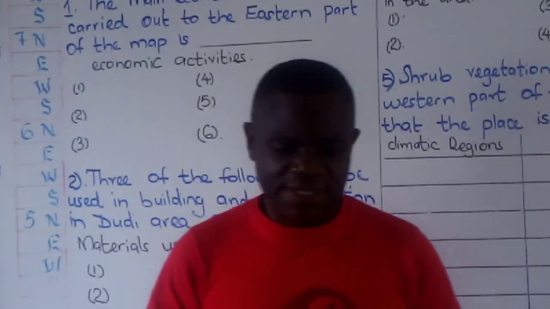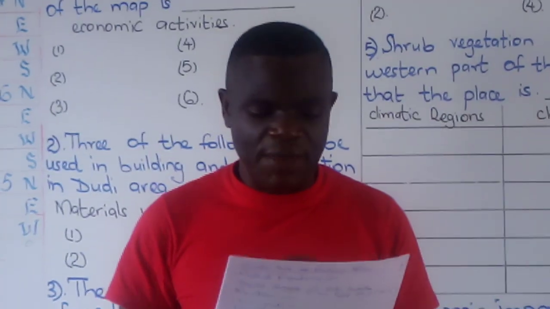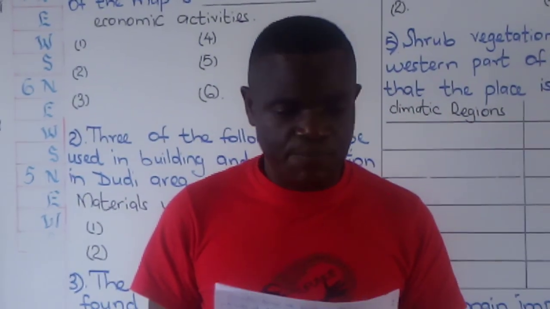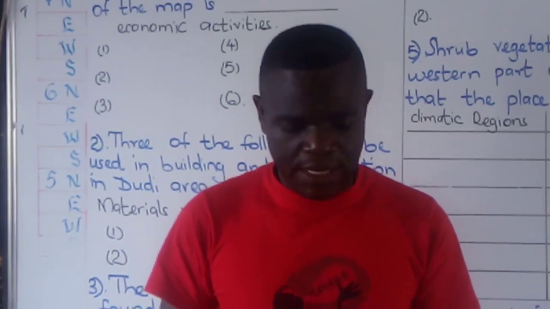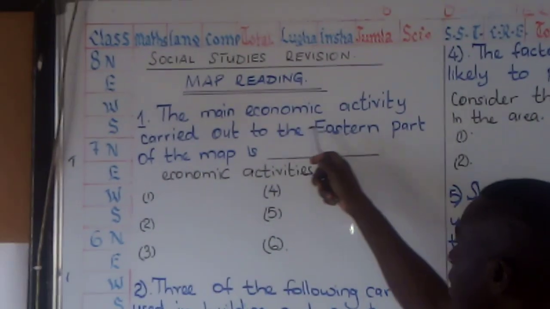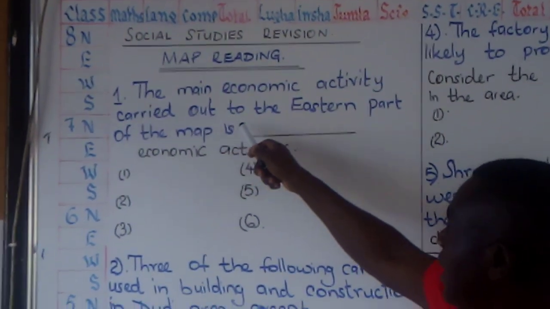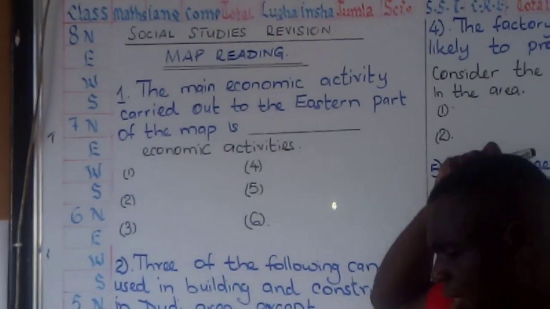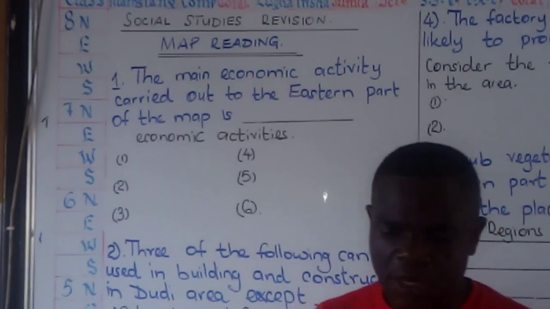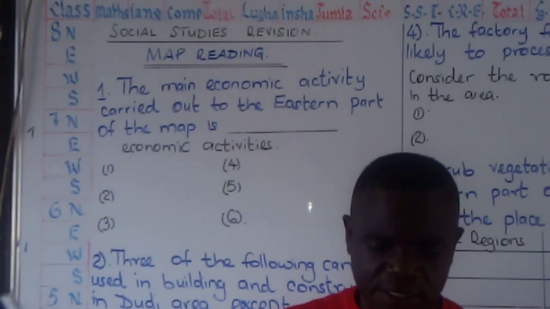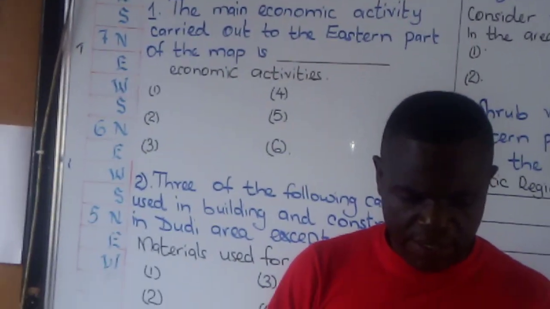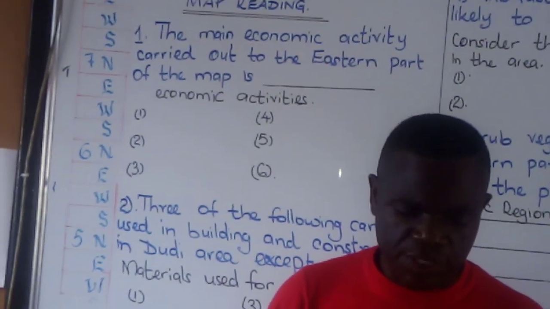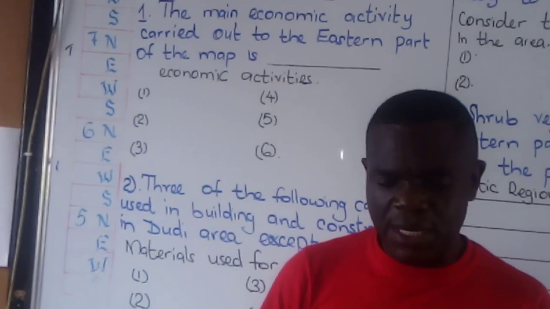As you all know, I don't teach social studies, but today I've endeavored to do research on some of the questions. I would like us to deal with the map work on this paper. The first question is: the main economic activities carried out to the east part of the map is dash. The east part, you check on the compass and know where the east is. The east is on this right side. And then the choices are pastoralism, mining, tourism, and trading.